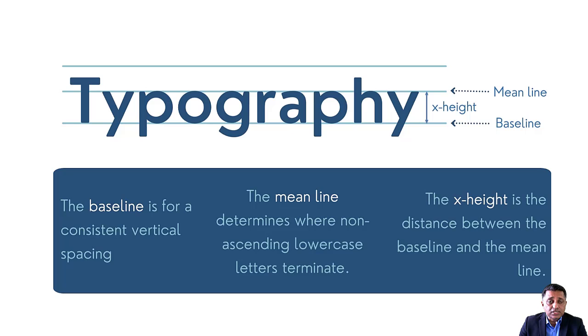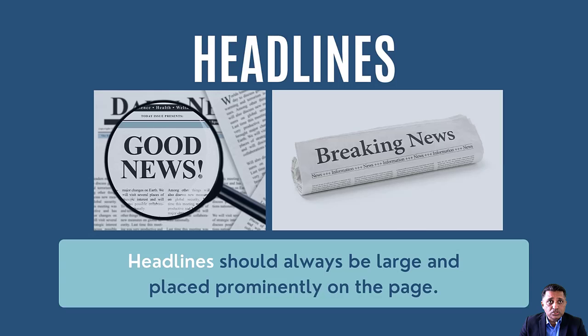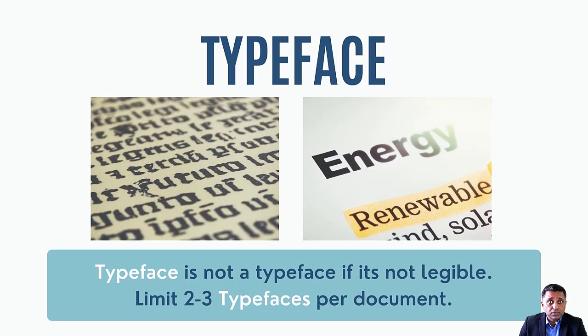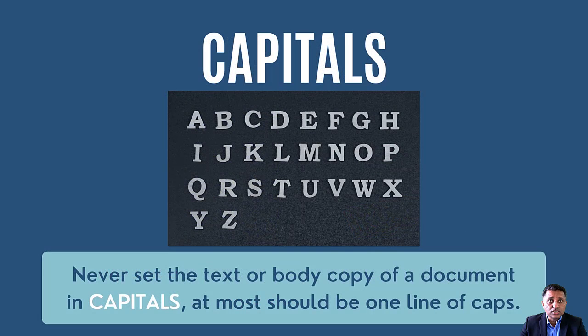Here are some basic typographic guidelines which will help you. Headlines should always be large and placed appropriately on the page. A typeface that is not truly legible is not truly a typeface, and limit the number of typefaces in your document to 3 at most, and when you are starting out, cut down to 2. Next, never set the text or body copy, as it may be referred to, in capitals. At most, one line of caps should be as far as it goes.